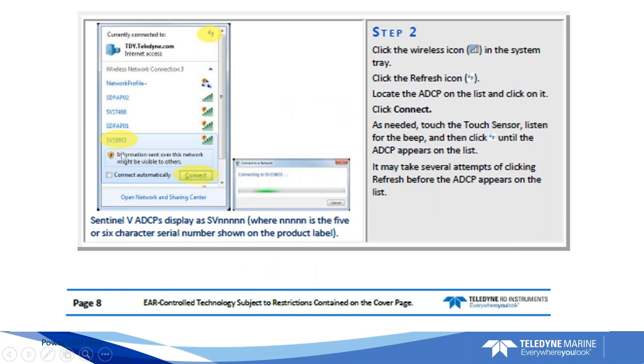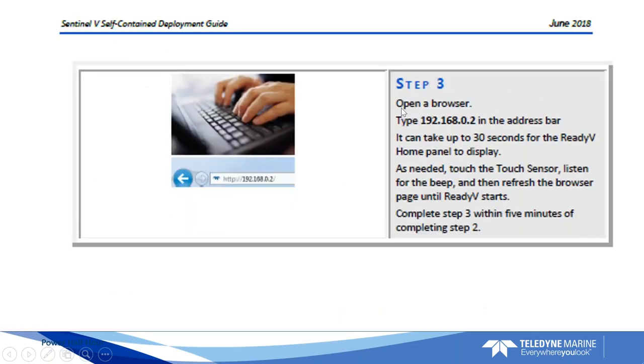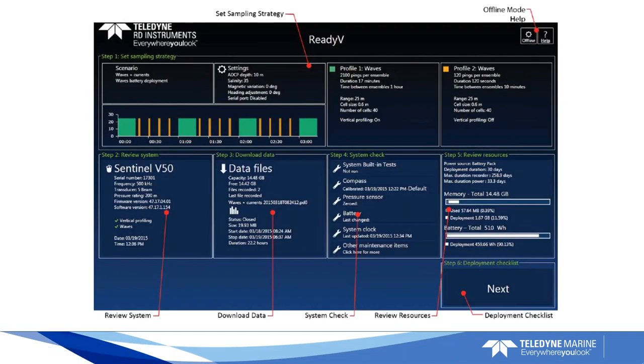So what you do is you then go to your browser and connect to Sentinel V. We're connecting to Sentinel V serial number 19833. You connect to it, and it connects via wireless LAN. Then you open up an internet browser. 192.168.0.2 is the address for the Sentinel V, and then you start communicating through a browser interface with the system. The software is resident on the instrument, on the ADCP.